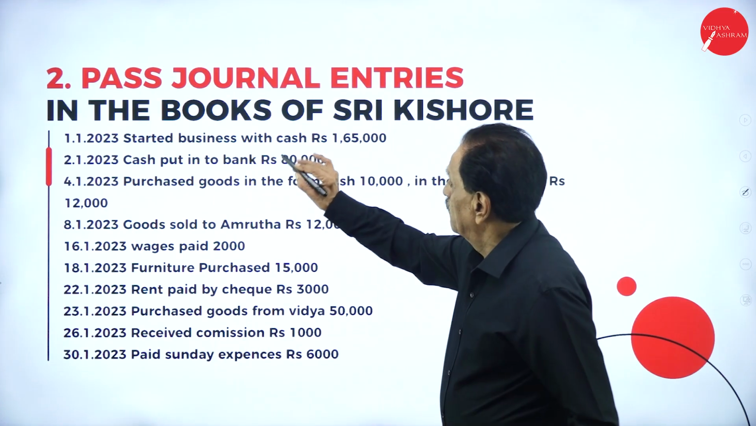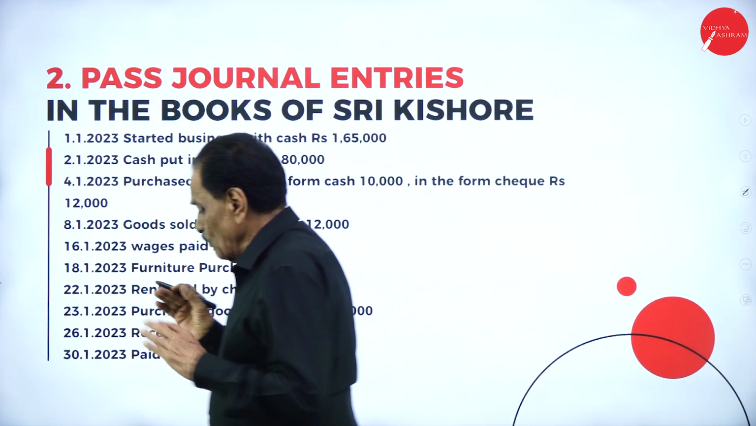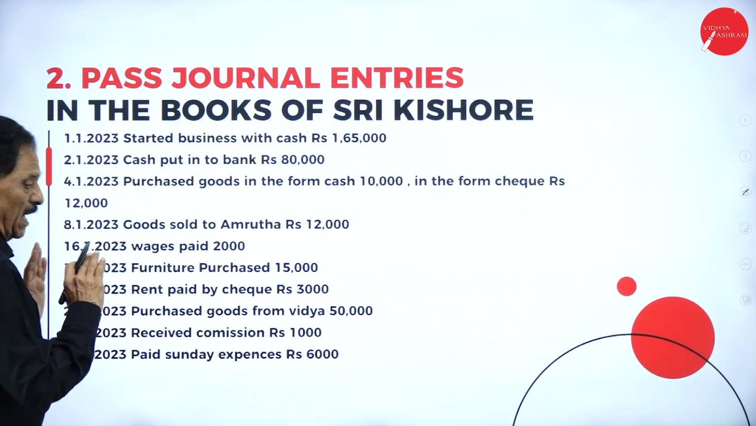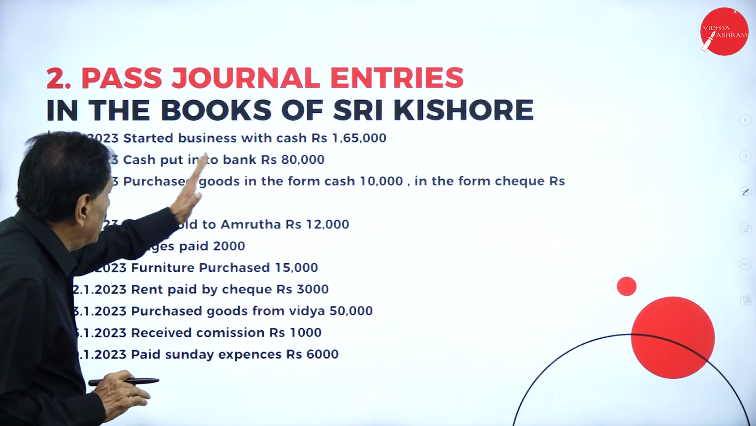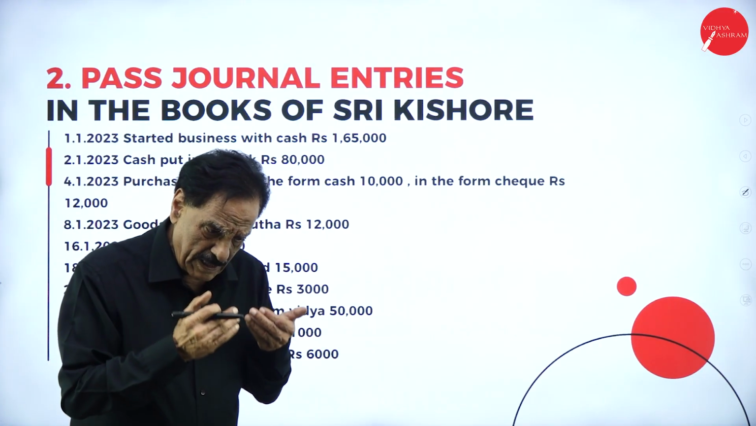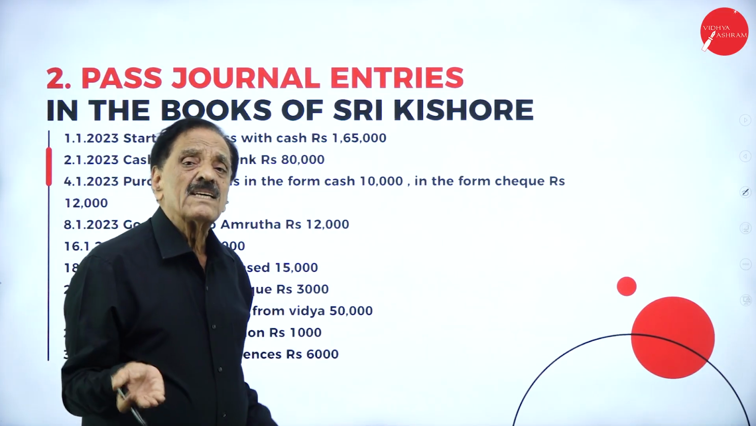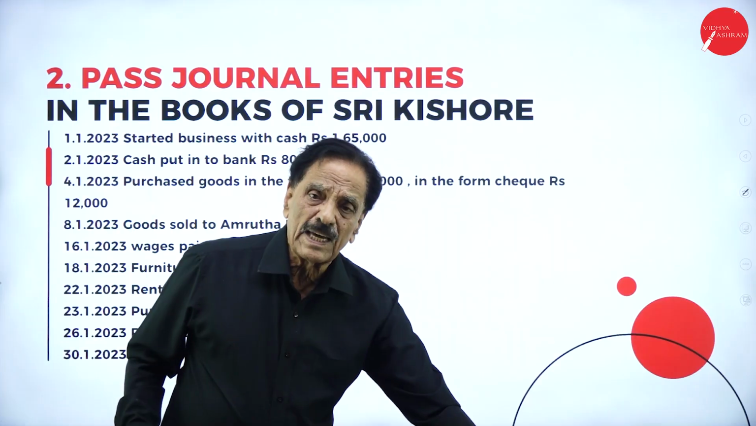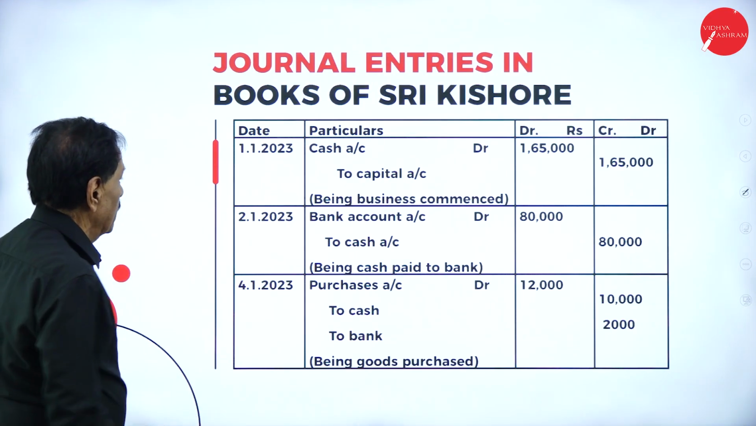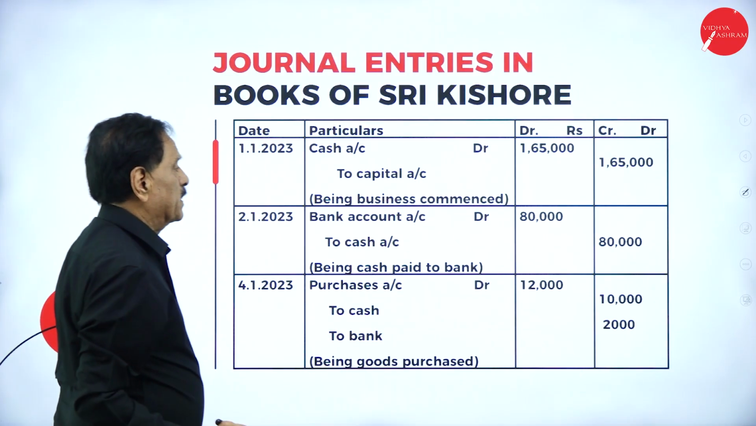Move on. Pass journal entries in the books of Sri Kishore. So now we are going to split the transaction according to rules. Started the business with cash of 1,65,000. What is coming in? Cash is coming in. Commencement means capital. What's the entry? Cash account debit to capital account. That we pass: cash account debit to capital account, being business commenced.